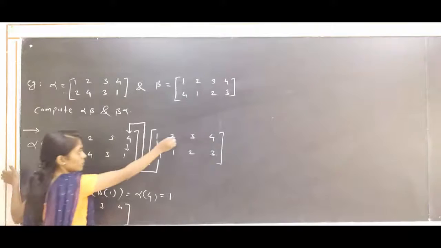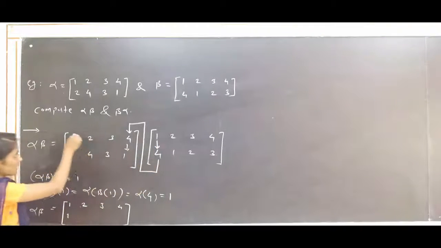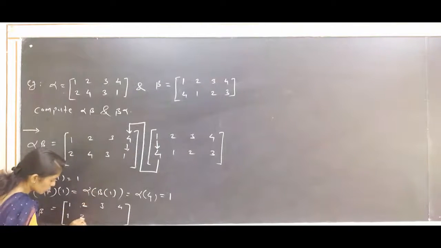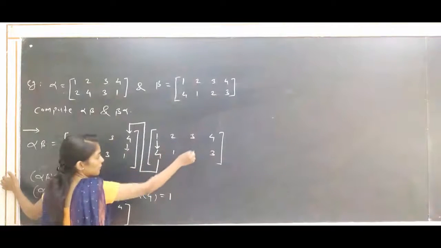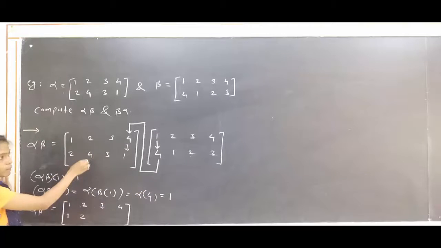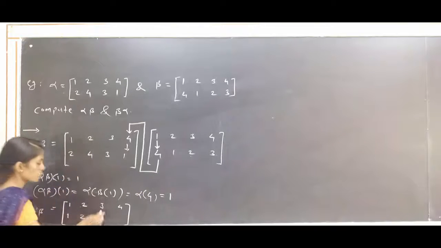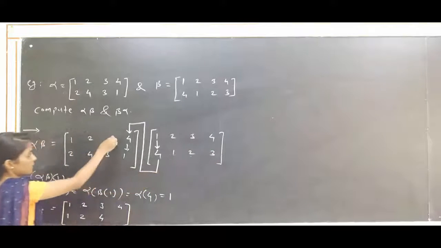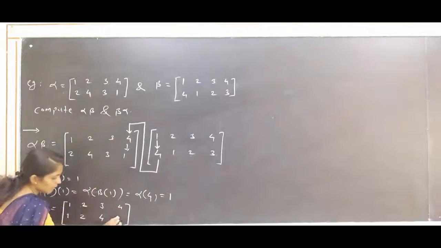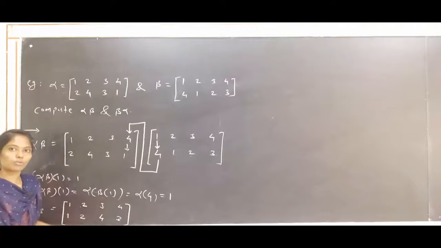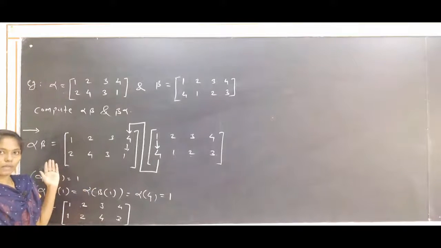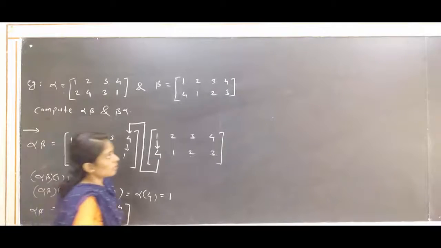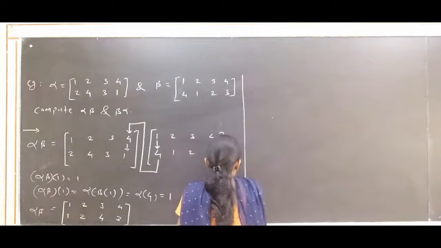In a similar way, 2 maps to 1 and here 1 maps to 2. So 2 maps to 2. Now 3 maps to 2 and 2 maps to 4. So that means 3 maps to 4. Now 4 maps to 3 and 3 maps to 3. So 4 maps to 3 again. So all of you get it: from right to left and then top to bottom. So we get alpha beta. Now in a similar way we find beta alpha.